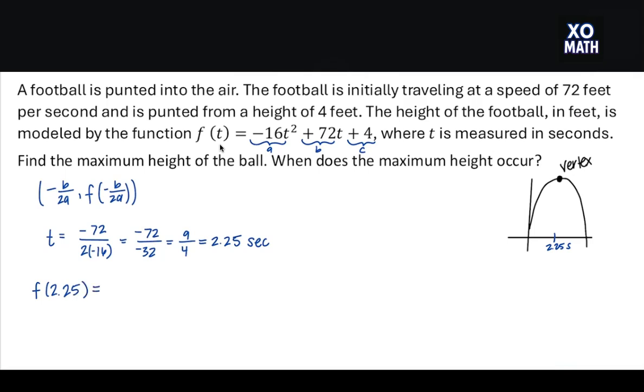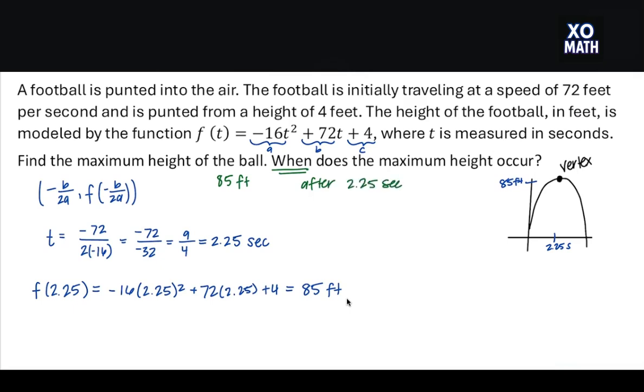And if we substitute that in, and if we use a calculator to compute this value, we end up with exactly 85 feet. So when we plug in a time, we get out a height in feet. So this height is going to be 85 feet. So the answer to the first part of the question, find the maximum height of the ball, is 85 feet. When does the maximum height occur? That's after 2.25 seconds.